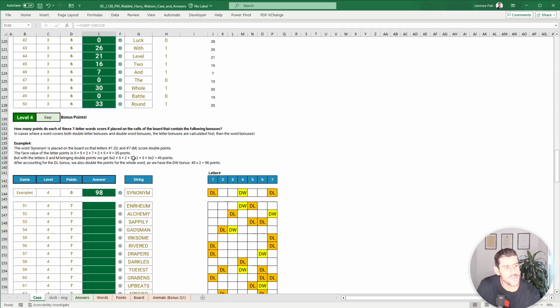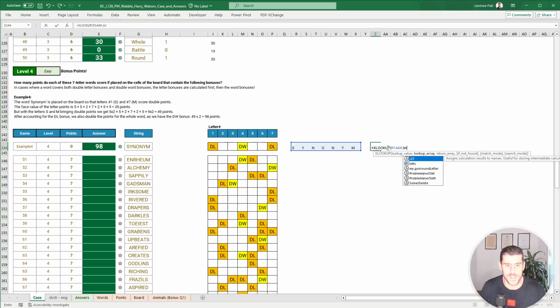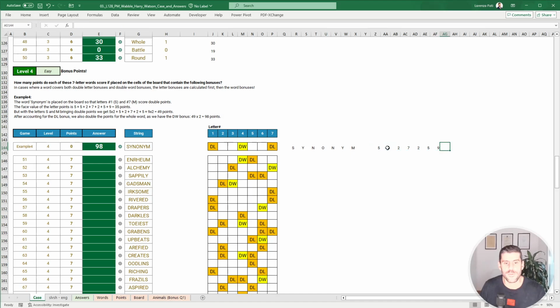So how many points do each of these 7-letter words score if placed on the cell? Here I think I was a little bit inefficient because I solved this by going into this kind of structure. So XLOOKUP of this into letters, returning points, which is kind of good to give you the logic, but then you need to do it again for the next levels, and it's not very efficient.